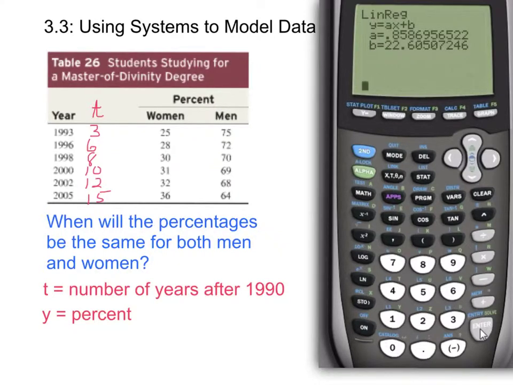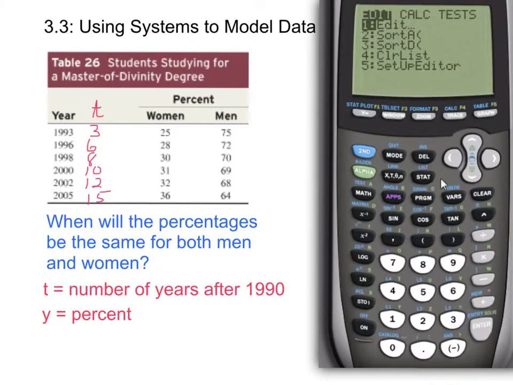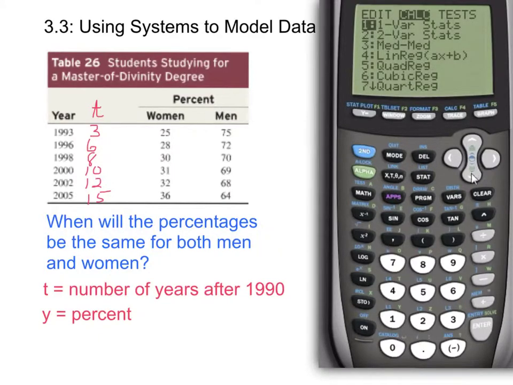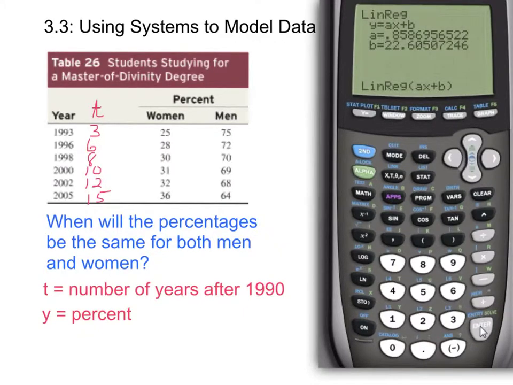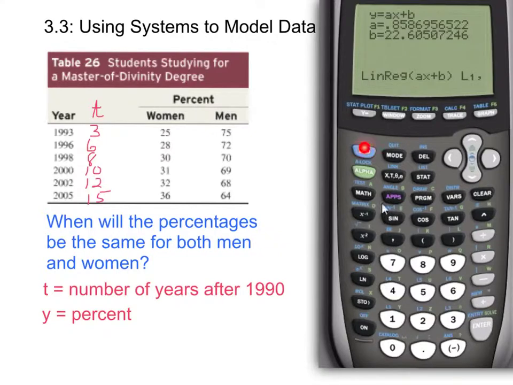Now I'm going to repeat this process for the men. We go through everything again: hit stat, then calculate, and then back down to linear regression, ax plus b, and hit enter. This time we have to specify L1, comma, so we do second 1 for L1, and then the comma button, which is right here, and then L3, which is second and then 3. So we change that to an L3. And once we hit enter, we'll get that equation.